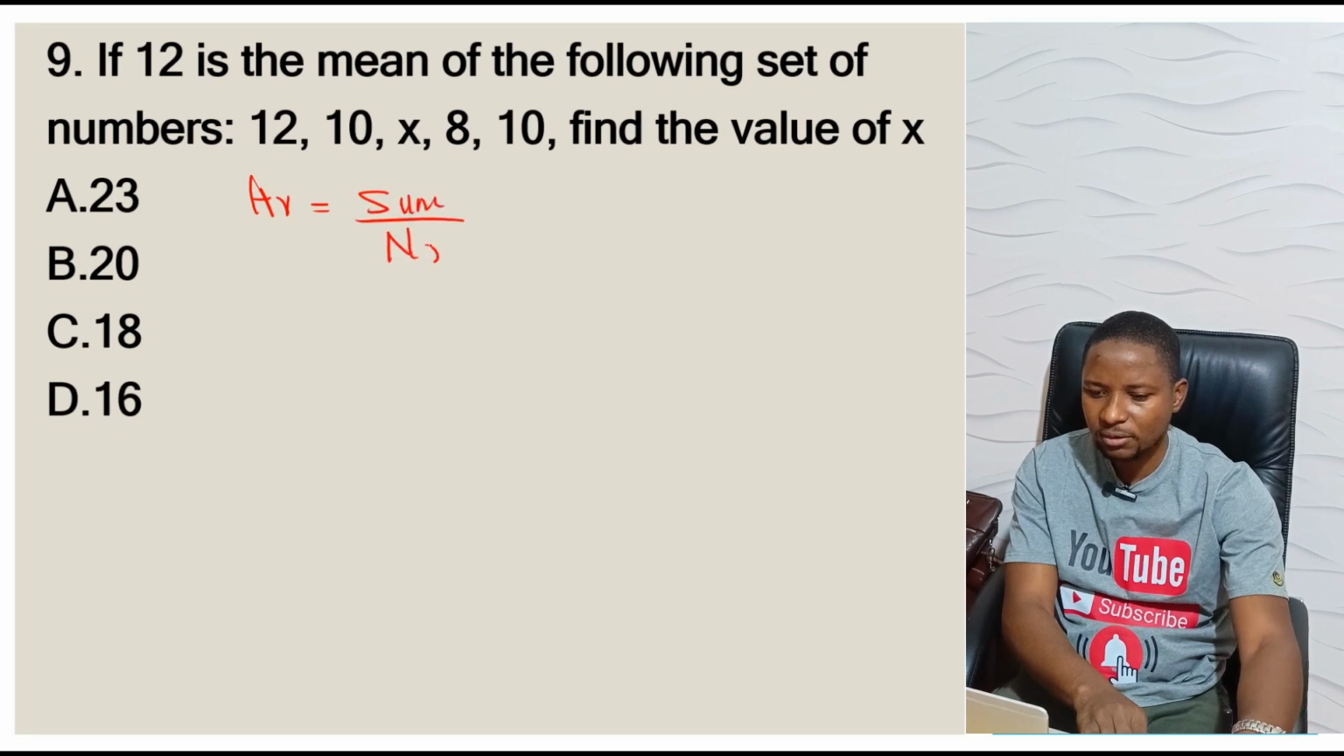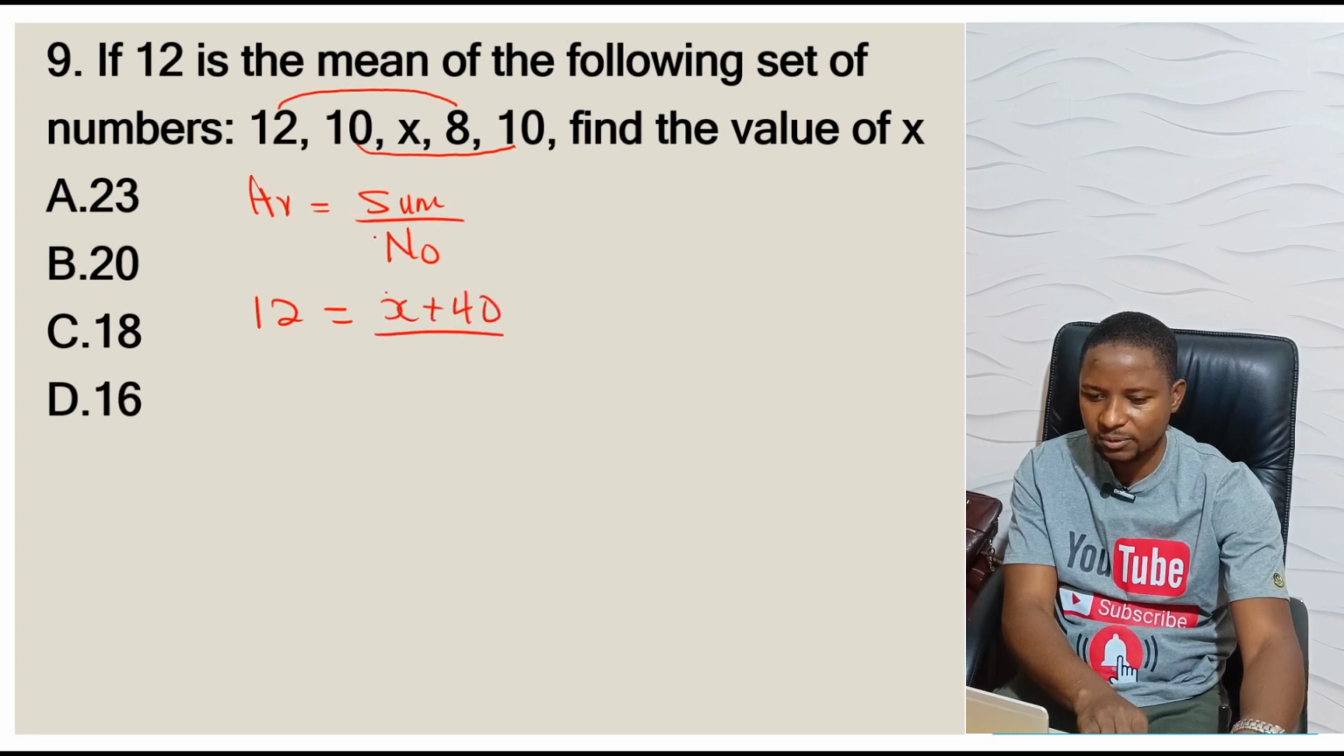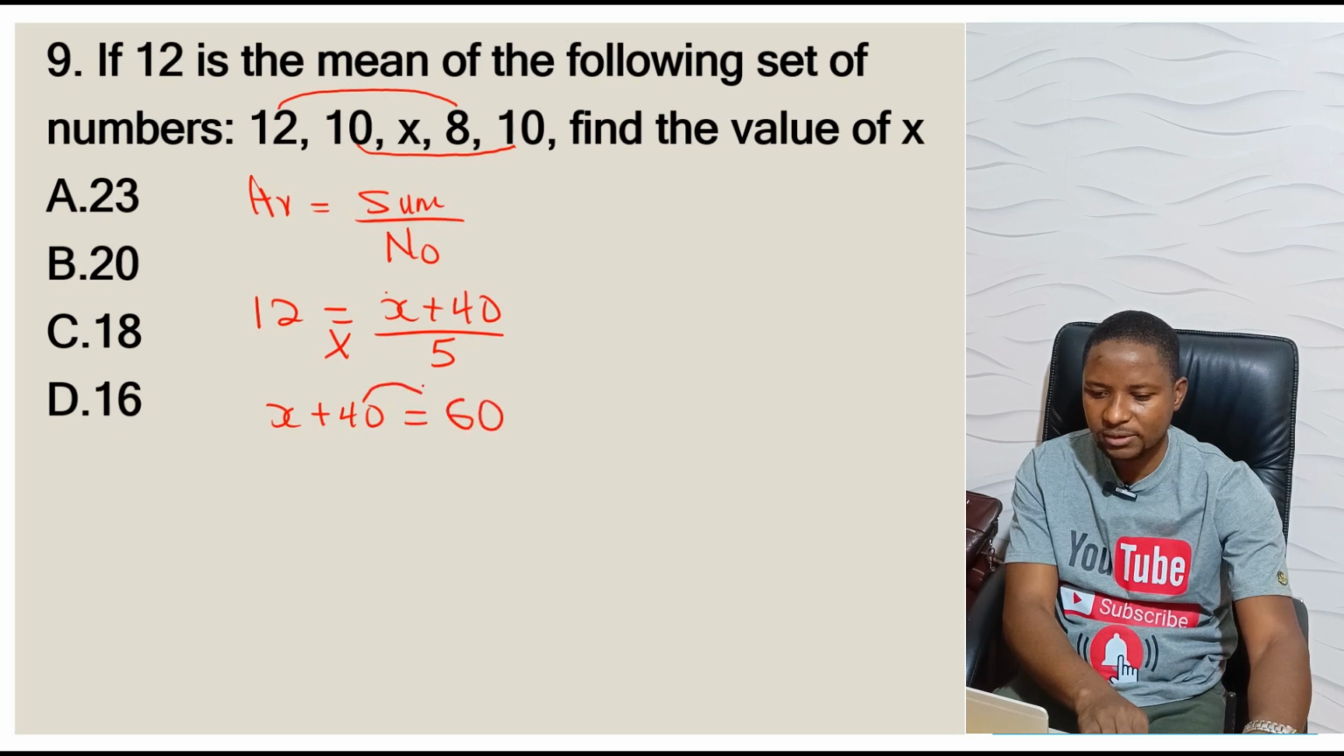Number 9. If 12 is the mean of the following, and you know mean is also average, and average is what? Sum over number. So therefore, the mean is 12. The sum of these numbers, when you add it up, can we do it in our head? This and this give you 20. This and this will give you another 20. 20 plus 20, that's 40 plus x. So you have x plus 40 as a sum. And the number, how many? 1, 2, 3, 4, 5, over 5. When you cross multiply, you have x plus 40 equal to 60. Move 40 to the other side. So you have x equal to 60 minus 40. And that will give you 20.